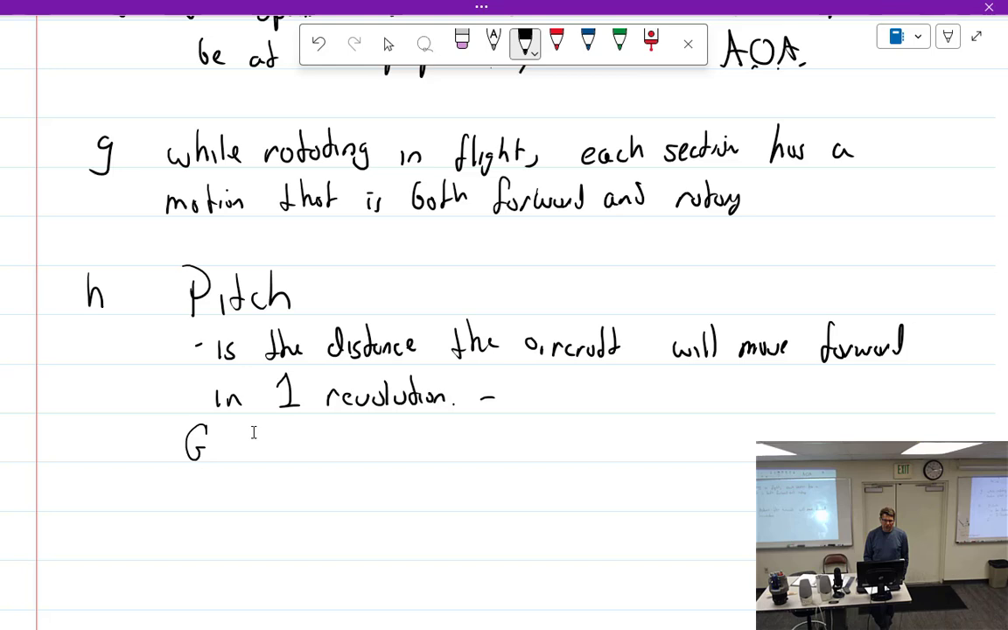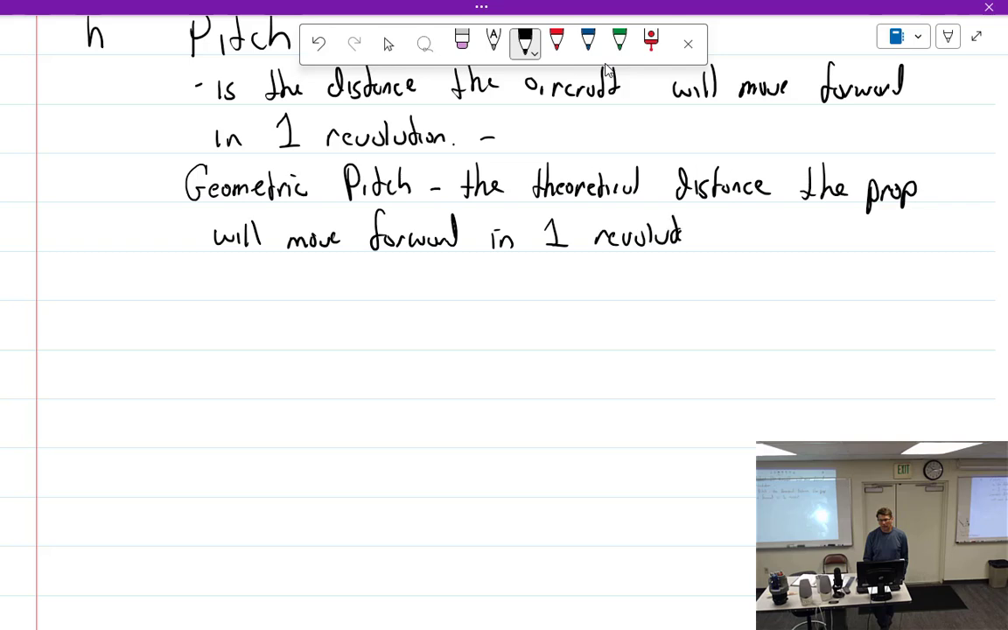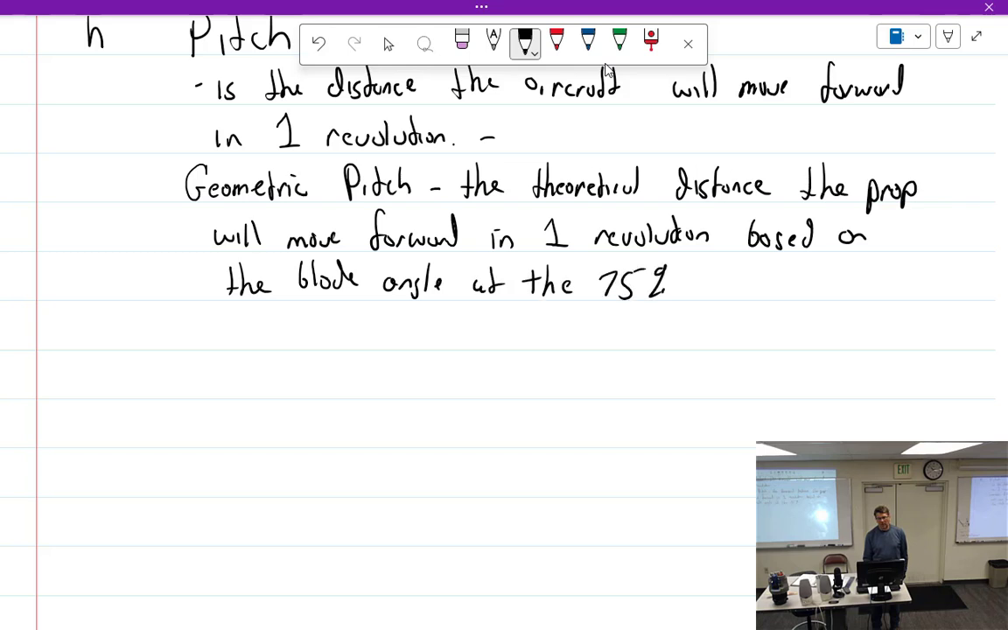So for the actual definition, we would have geometric pitch. That is the theoretical distance the prop will move forward in 1 revolution based on the blade angle at 75% station. How's that going? Will that work? Yeah, I can go with that.